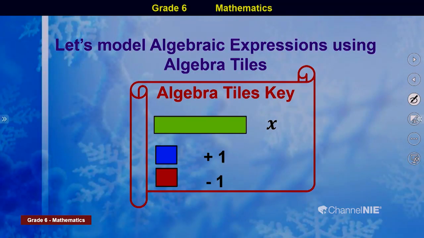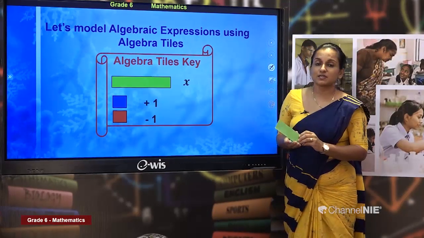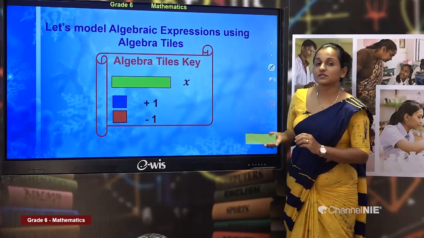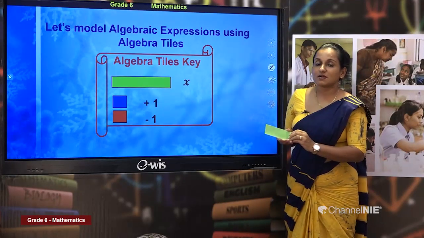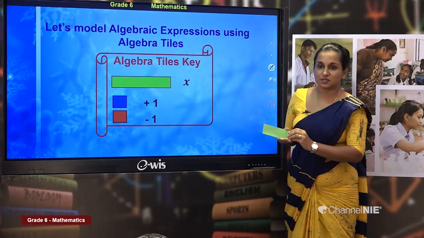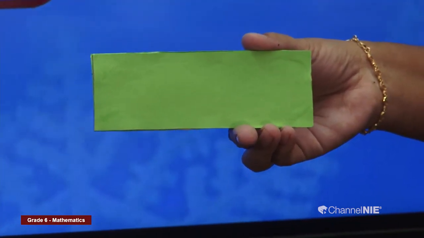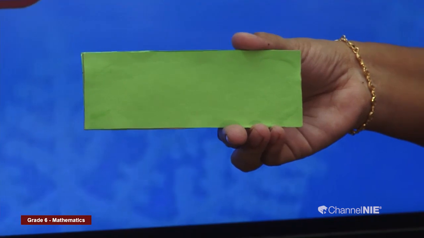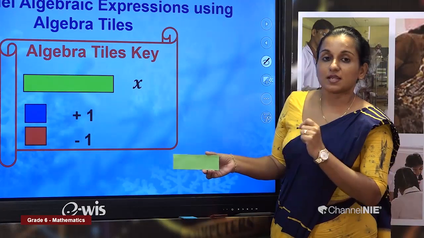Now my dear children, as we are stepping into the world of algebra, we should learn about algebra tiles too. Algebra tiles are squares and rectangles of different colors. Each color, square or rectangle represent different symbols. This green rectangle represents a variable or an unknown term. In other words, this represents an algebraic symbol.